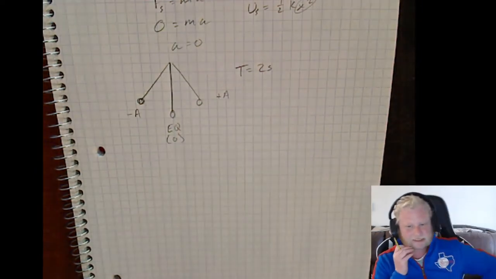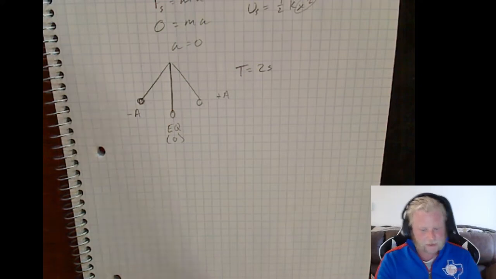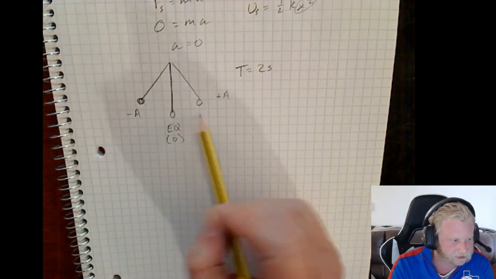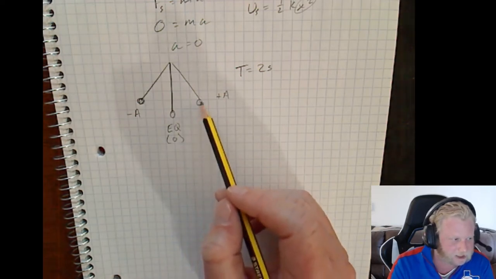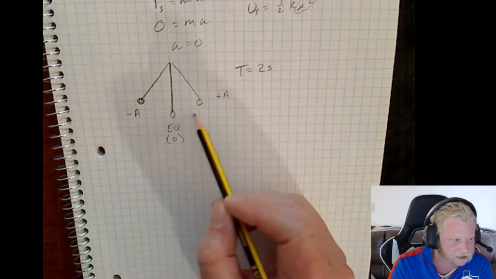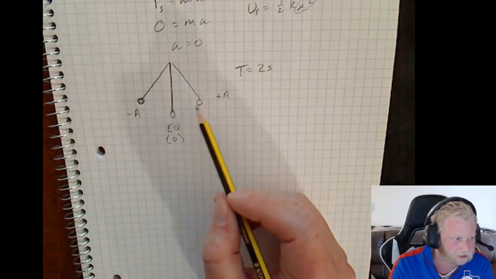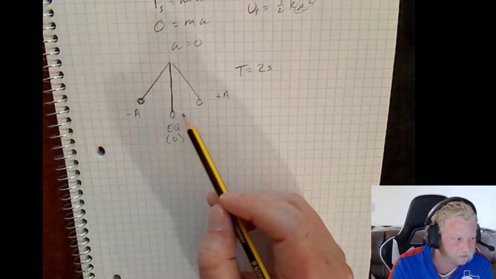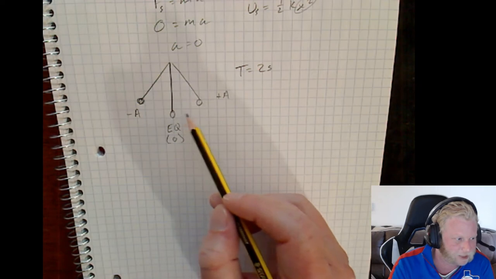Now C is asking for when it will have its first maximum positive velocity, meaning that it's going to have to be traveling in the positive direction, so towards positive amplitude. So it would have to be at equilibrium and traveling this direction. So it would take 1 second and a half, so 1.5 seconds would be its first maximum positive velocity.